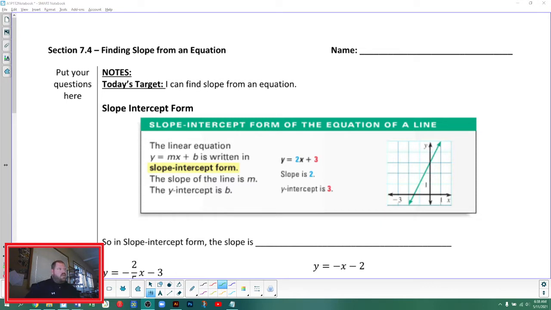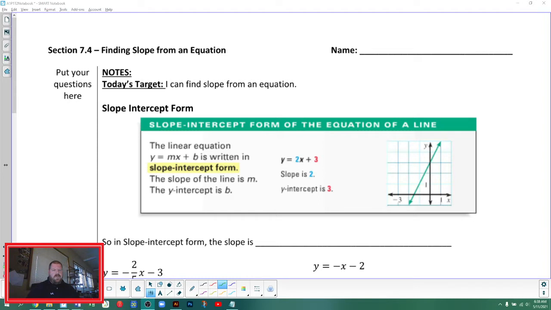Today we're going to continue our duty of finding slope. That's our big goal for today, is to find the slope. And today we're going to try to find that slope given an equation. For starters, we're going to look at slope-intercept form.